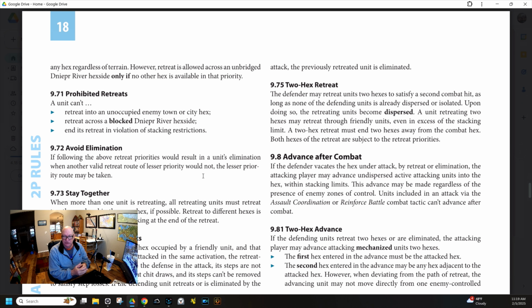Two hex retreat. The defender may retreat units 2 hexes to satisfy a second combat hit, as long as none of the defending units is already dispersed or isolated. Upon doing so, the retreating units become dispersed. A unit retreating 2 hexes may retreat through friendly units even in excess of the stacking limit. A 2-hex retreat must end 2 hexes away from the combat hex. Both hexes of the retreat are subject to retreat priorities.